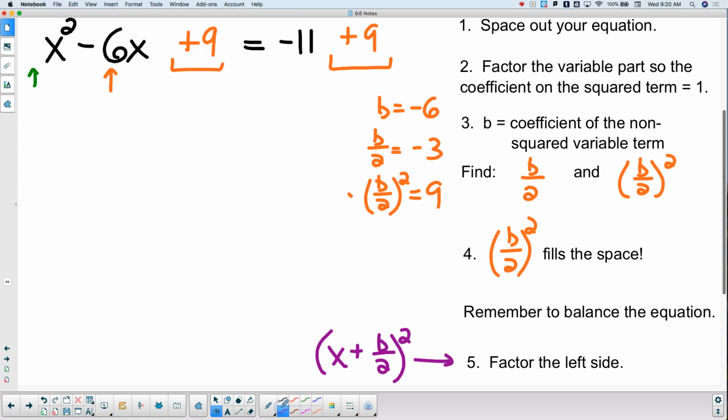And now in step number 5, I'm going to use the other one that I had to find, which is why we had to find them, because we were going to use them. So the left side of this equation factors to be x minus 3 quantity squared. The right side of this equation is just negative 2, because negative 11 plus 9 is negative 2.